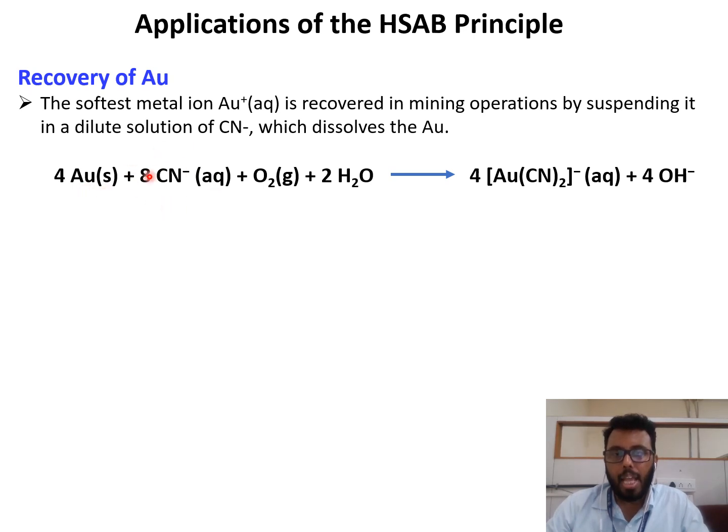4 Au will react with 8 moles of cyanide in presence of 1 mole of oxygen and 2 moles of water. It will form this cyanide complex, that is 4 Au(CN)2 minus plus 4 OH minus. So by using this coordination chemistry or the interaction, here gold will act as a Lewis acid and cyanide will act as a Lewis base. That is the concept we learned. So it will form a stable complex. In that way, from the water or during mining operation, we can recover this one. But still cyanide is toxic.